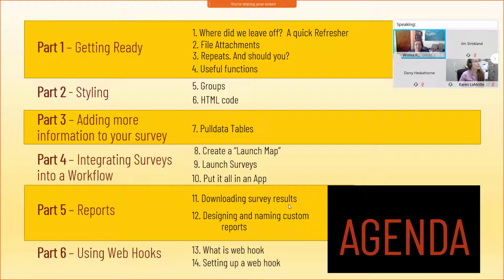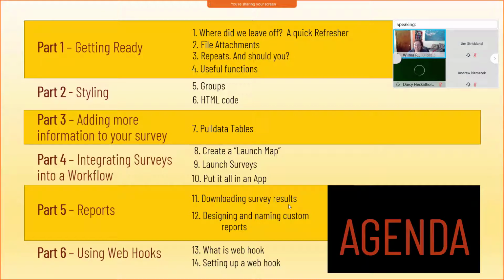So we'll start off with a quick refresher of where we left off last time so that we can build on it. Then one of the few data types that we have not talked about yet is file attachments, which is pretty simple and straightforward. We'll talk about repeats and some of the pros and cons of using them. As a matter of fact, I opted never to use them, but they might still be helpful for you. Some other functions that I have used in the past have been helpful to me.